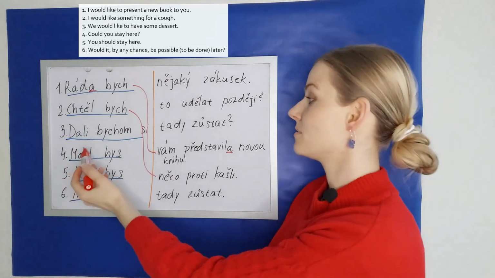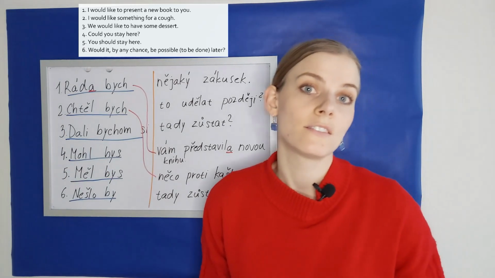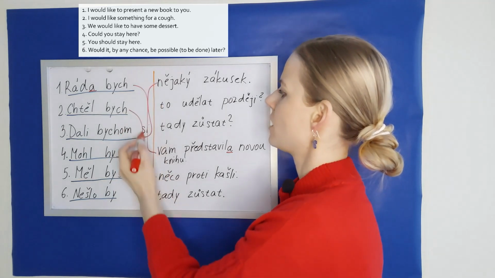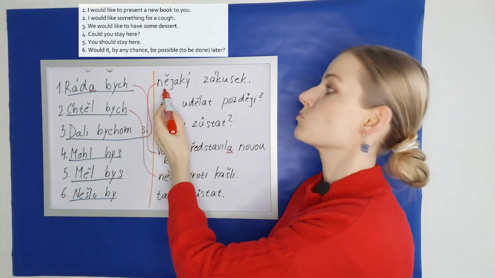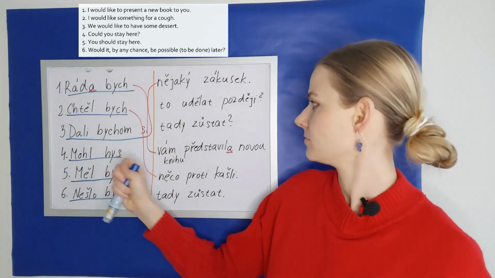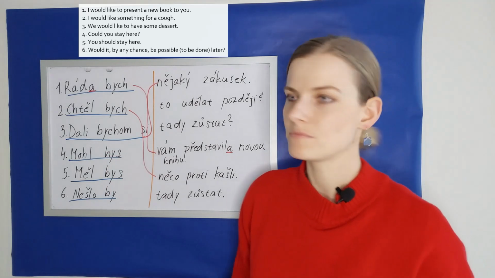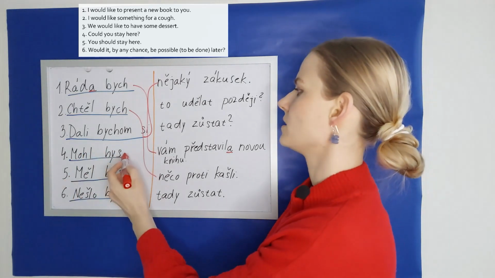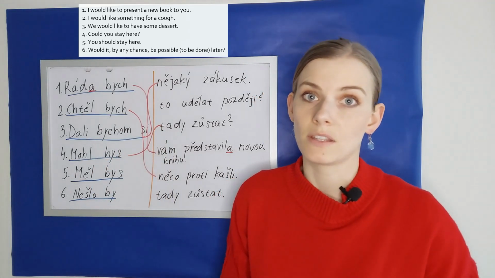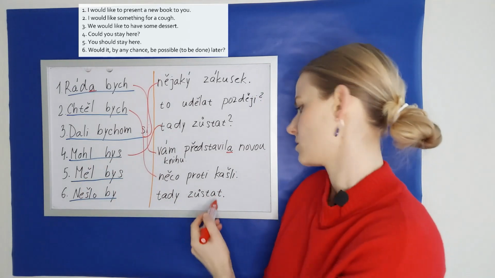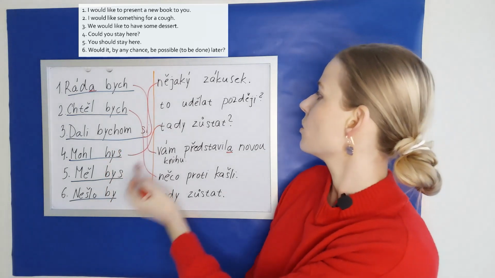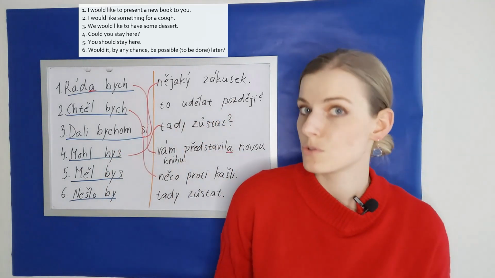Číslo 3, number 3. We would like a dessert. So, dali bychom si nějaký zákusek. We would like some sort of a dessert. Nějaký. Číslo 4. Could you stay here? Mohl bys tady zůstat? And of course, it could also be an affirmative sentence, just mohl bys tady zůstat, a statement. You could stay here. Or also another possibility, mohl bys to udělat později. Could you do it later?